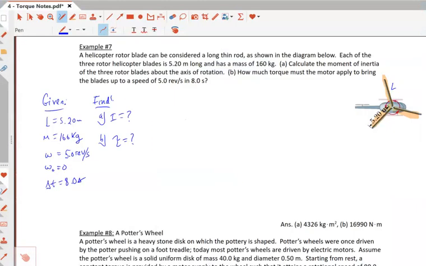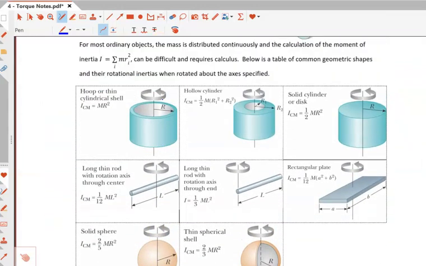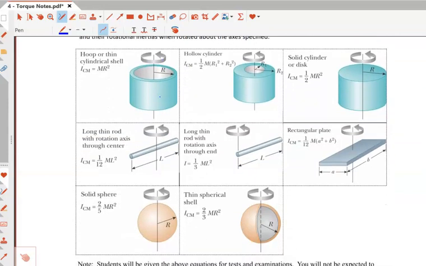All right, let's go back to the example, and let's calculate the rotational inertia of the system. So in part A, we're trying to find the rotational inertia of the system. Well, there are basically 3 blades. And so how do you find the rotational inertia of a rod, essentially? If we assume this is a rod, we have to go back to our notes where we have this table of rotational inertias that are provided. And of course, these will be given to you on a test.